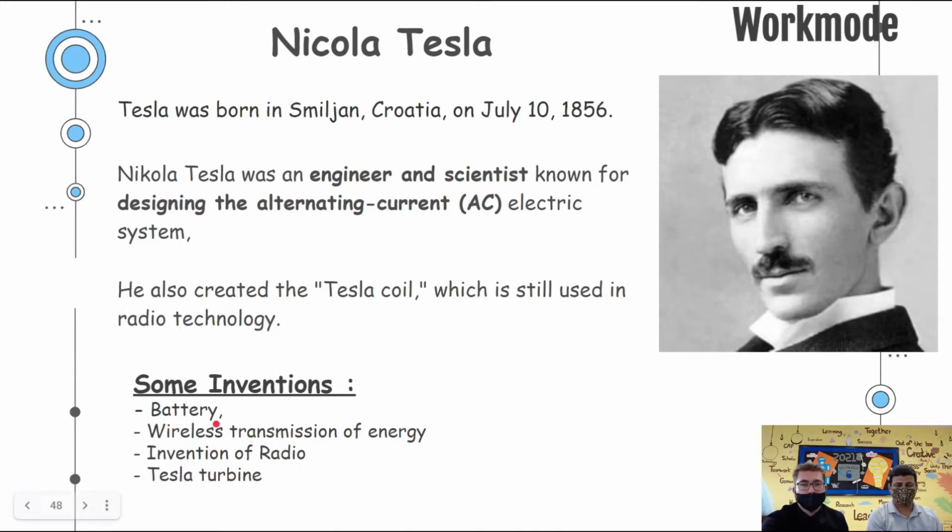If you remember the last chapter, we did the Industrial Revolution. So we went from the first to the second Industrial Revolution, and the battery and the wireless transmission of energy was the telegraph. That was the beginning of the second Industrial Revolution. So it was all because of Nikola Tesla.